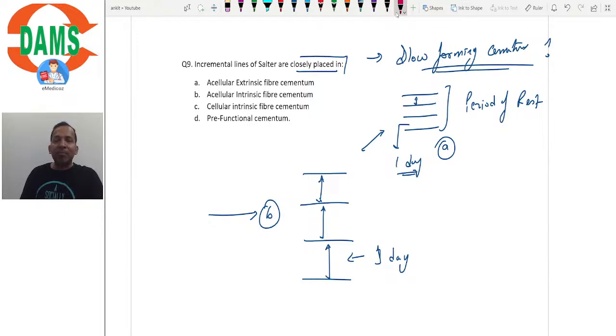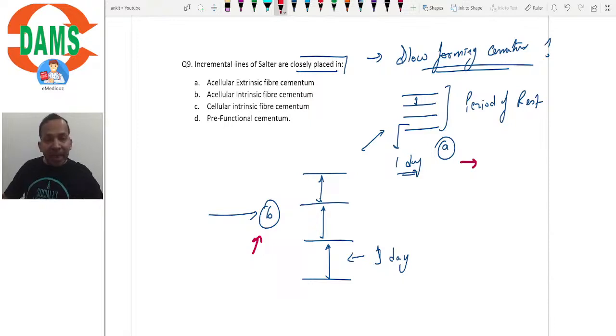Pre-functional cementum might be a synonym to something else, isn't it? So where is rapid cementum formation and where is slow cementum formation? Where is the cementum formed at the slower rate? See, the formation of cementum is opposite to that of dentine. In dentine, primary dentine forms at a rapid rate and secondary dentine forms at a slower rate. But in cementum, primary cementum forms slower and more regular, whereas secondary cementum forms faster but more irregular, right?